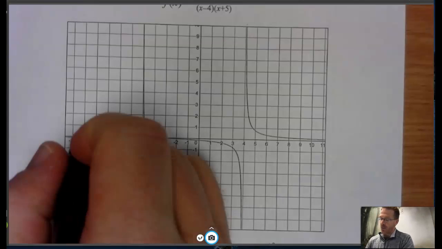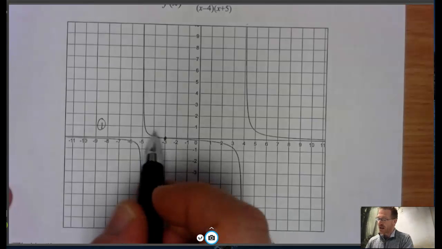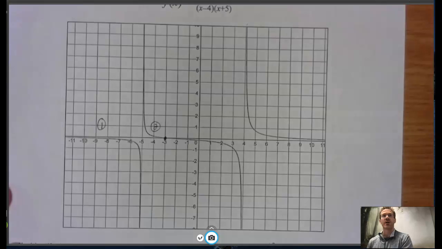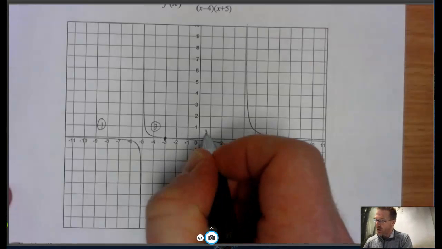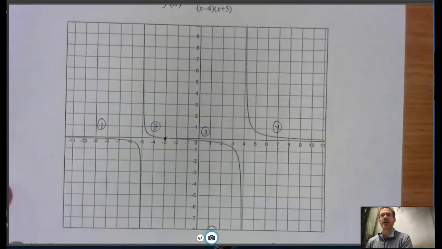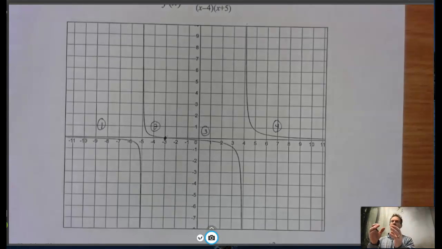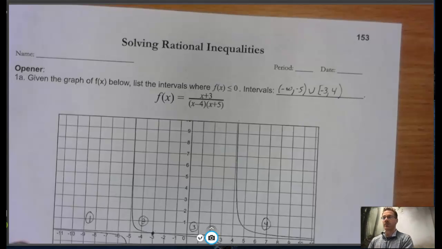So if I look, I have one interval here to the left of that vertical asymptote. I have a second interval between that vertical asymptote and that x-intercept. Then I get a third interval between that x-intercept and that vertical asymptote, and a fourth interval way out here to the right of that vertical asymptote. So what you're seeing is that these x-intercepts and vertical asymptotes are breaking our graph into sections. Then we can just check each of those sections to find out if the graph is above or below the x-axis, depending on the inequality that we're being asked about.